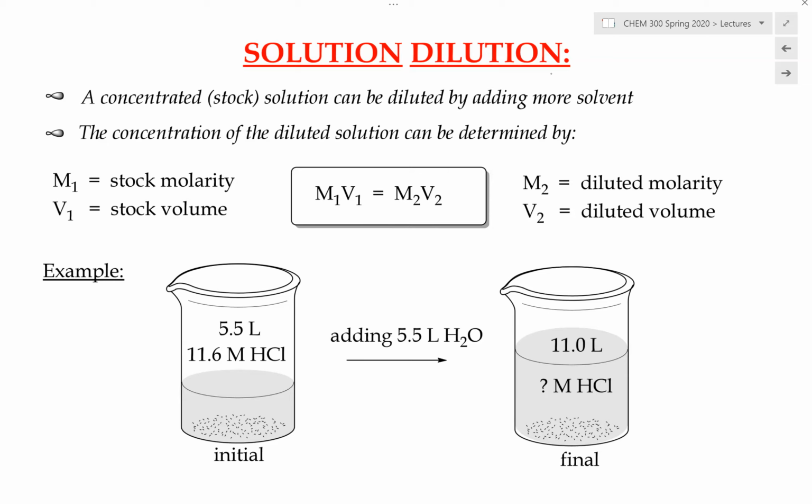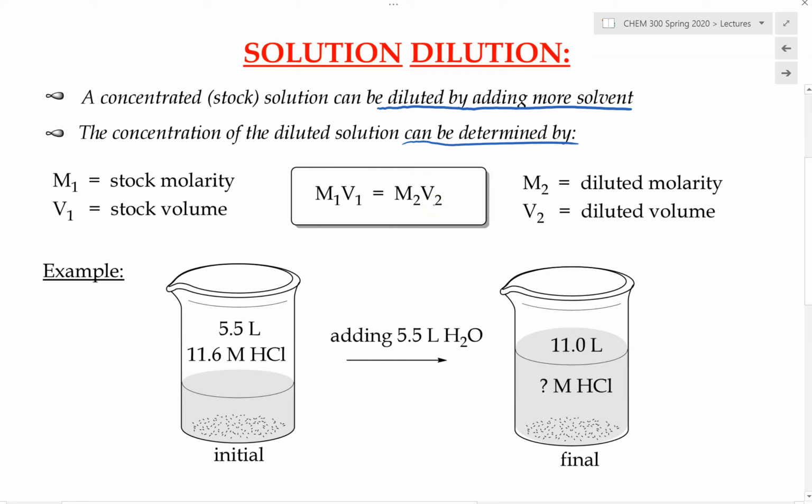So we can see that a stock solution is basically the concentrated or the original solution that you start out with. It can be diluted by simply adding more solvent or another liquid to it, and that will change the concentration of our solution, right? So how do we figure out the concentration of our diluted solution? Fortunately, it can be figured out very easily by using this very famous equation that we call M1V1 equal to M2V2.